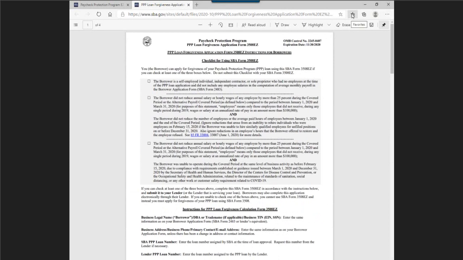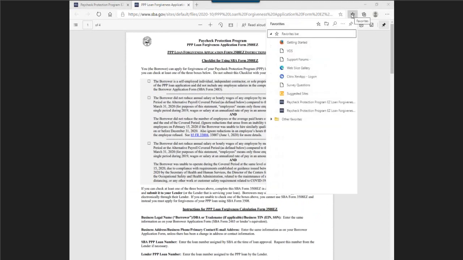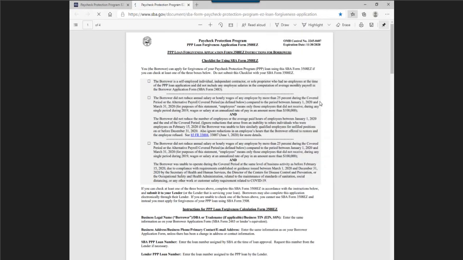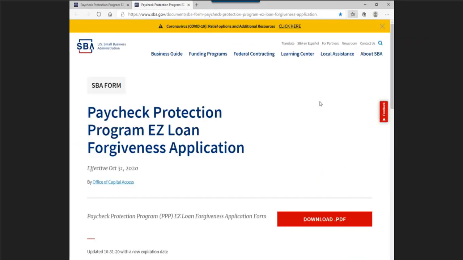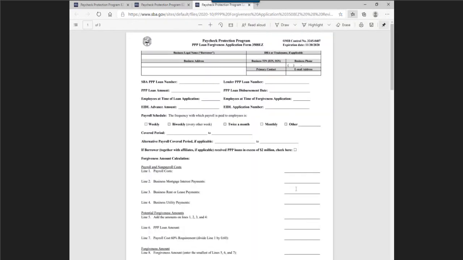The other document we want to point out is the actual forgiveness form request itself. This page now says Paycheck Protection Program Easy Loan Forgiveness Application. This isn't the instructions. This is the actual application itself. When we click on download, it again opens the same form that you will see as the handout attached, and basically you fill in the information per the instructions.